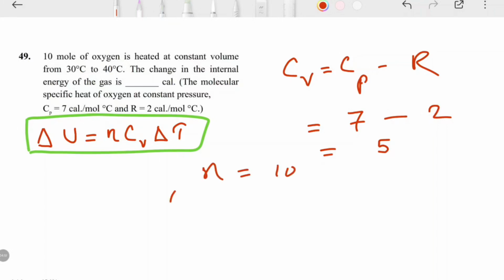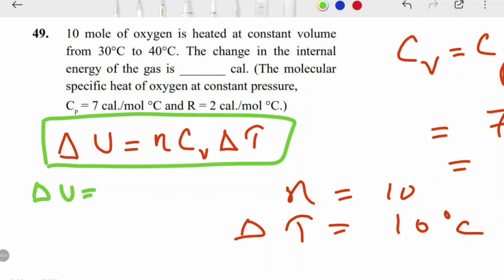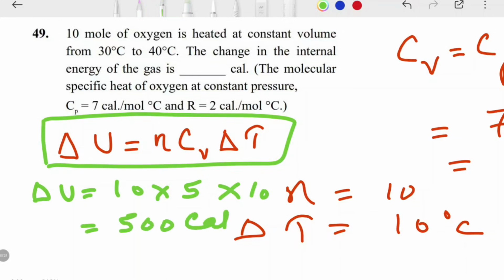So we can find the change in temperature. The change in temperature is basically 40 minus 30, which gives us 10 degrees Celsius. Now we can use the formula. The change in energy will be equal to 10 times 5 times 10, which gives us around 500 calorie. That will be the correct answer for this question.